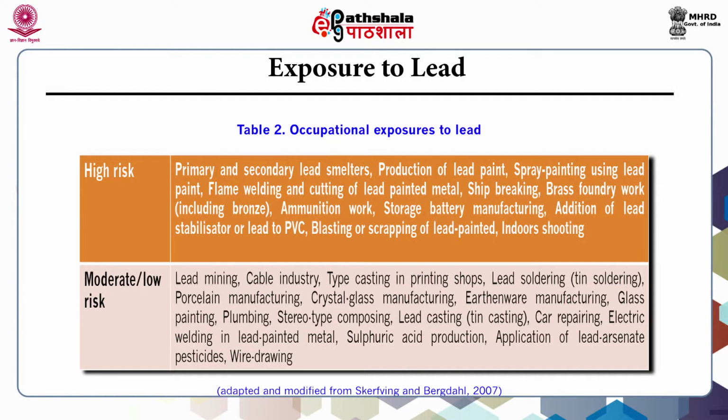In case of high risk, exposure may be from primary and secondary lead smelters, production of lead paints, spray painting using lead paint, flame welding and cutting of lead painted metal, ship breaking, brass foundry work including bronze, ammunition work, storage battery manufacturing, addition of lead stabilizer or lead to PVC, blasting or scrapping of lead painted surfaces, and indoor shootings. So, these are some of the occupational exposures that cause high risk.